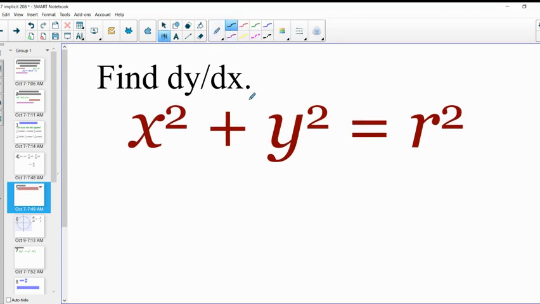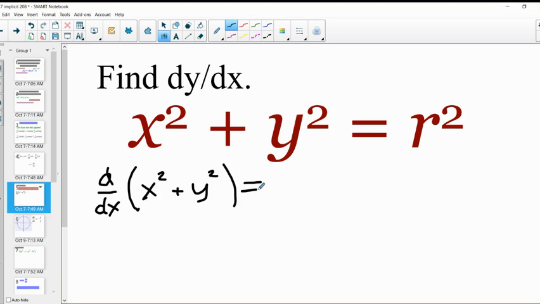And so when I take the derivative, find the derivative in terms of x, I'm going to say let's do the derivative in terms of x of this x squared plus y squared.